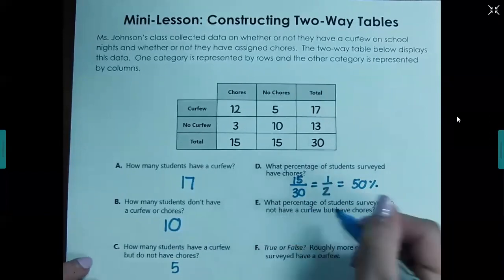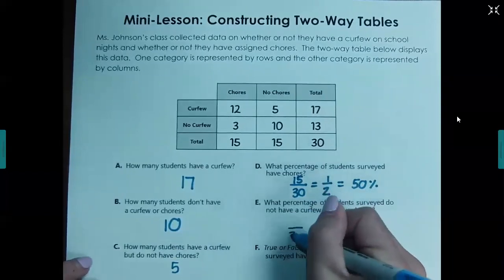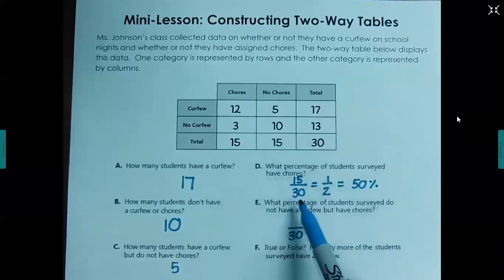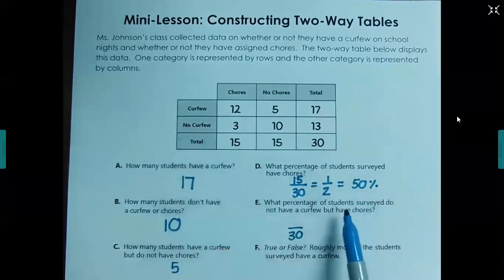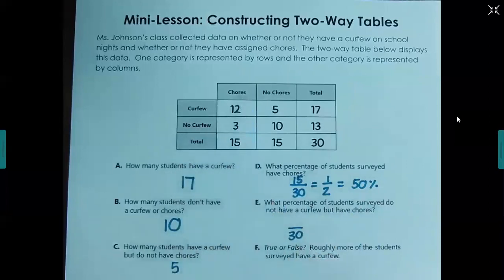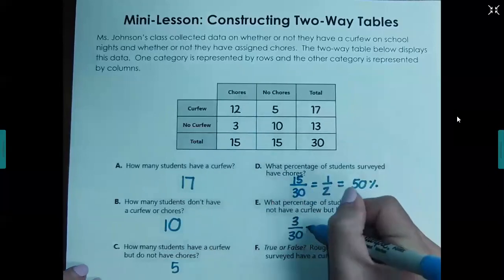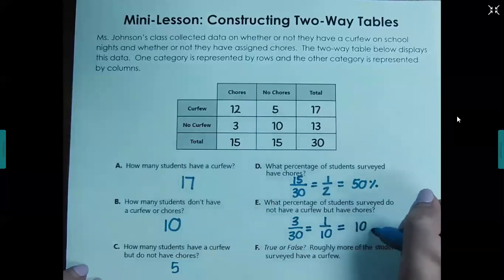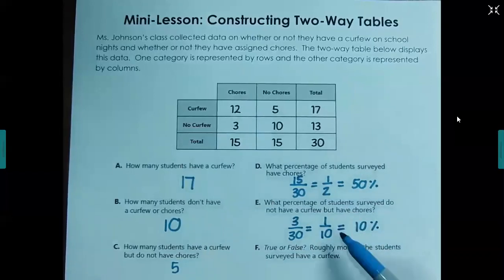So again, the percentage of all students is out of 30, but now we're looking for a different condition. They do not have a curfew, so no curfew, but they do have chores. No curfew, but do have chores is 3 students. So 3 out of 30, or I could see that as 1/10, which I know is 10% of my students. If you need to, we could actually do that division to help us with that.